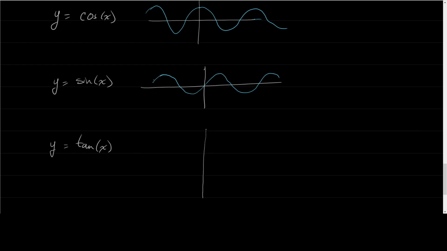Tangent of x also repeats, right? But it looks very different. It is not a wave. In fact, it's got horizontal asymptotes all over the place, all right? And they happen wherever cosine is equal to 0, in fact.